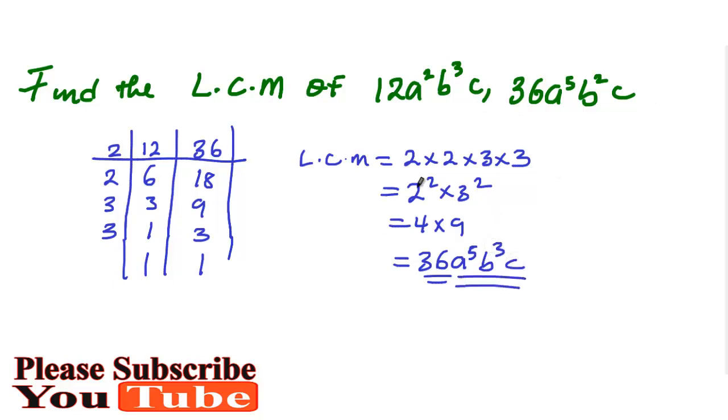So the LCM of these numbers using that special method is 36, A raised to power 5, B raised to power 3, and C. We still maintain the fact that LCM is the product of the highest power of the factors, or basically prime factors.